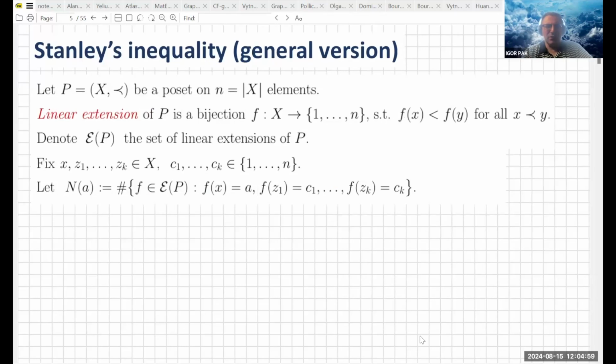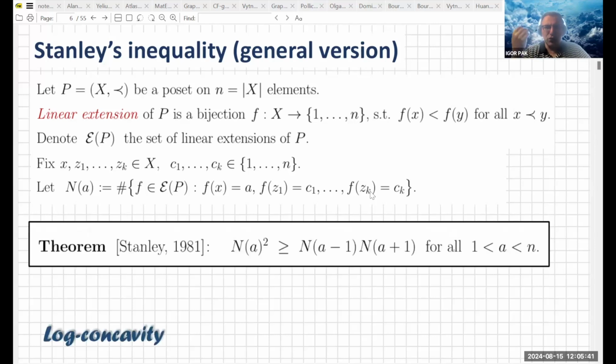Now that you've seen a simpler version of the inequality, just like Svihon said at the end of the last talk, our main discussion is going to be about the general version of the inequality. Here we don't just fix one element x, we also fix elements z1, z2, up to zk, and numbers c1, c2, up to ck. We look at the number N(a) of linear extensions which take on element x the value a, just like before, but also take values c1 up to ck on elements z1 up to zk. And what do you know? It's the same result. Literally, I just cut and pasted the same theorem, which says that these numbers N(a), which now depend on more parameters, are still log-concave. That is a remarkable fact.